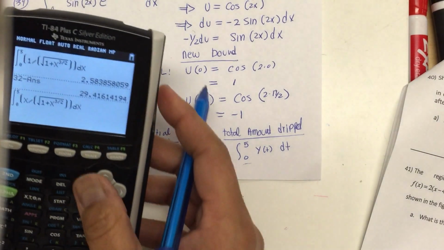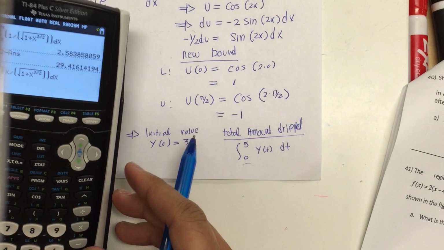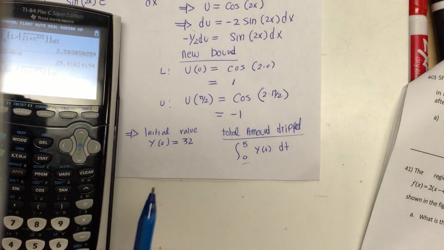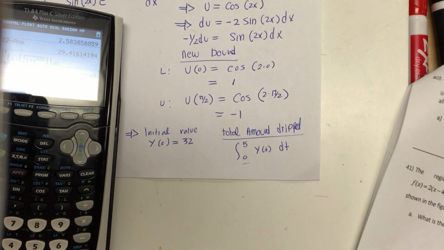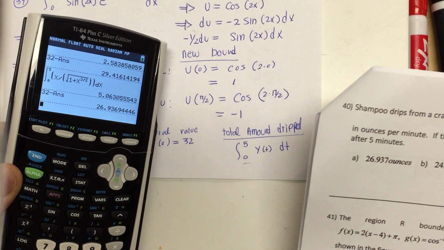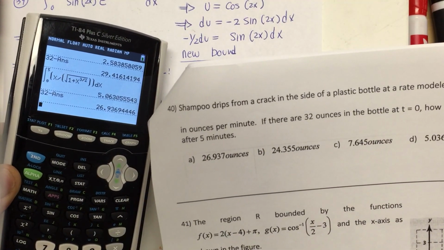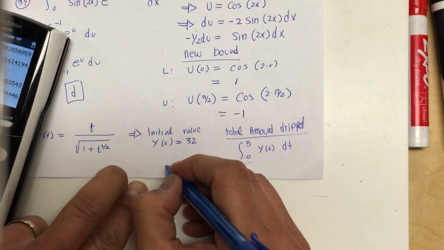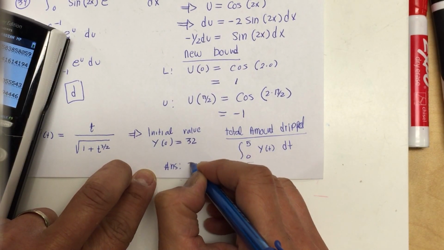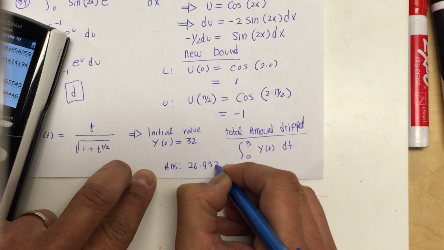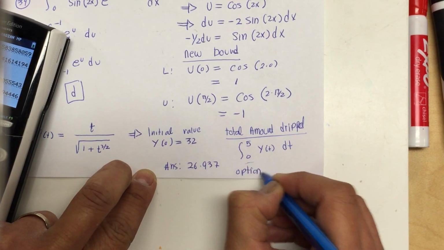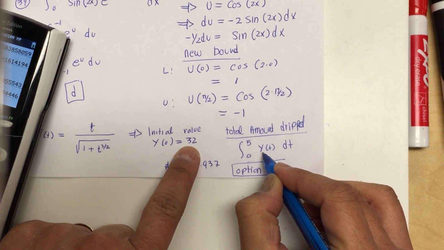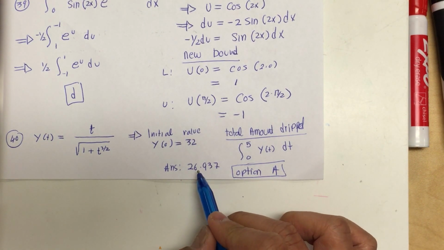And everything looks good. So now we get 32 minus that answer, and it's 26.937, exactly as it is one of the answers here, so that would be option A. So the answer is 26.937, option A, and that's because the total amount dripped, we subtract that from the beginning amount, that gives us the leftover, so this is the leftover.